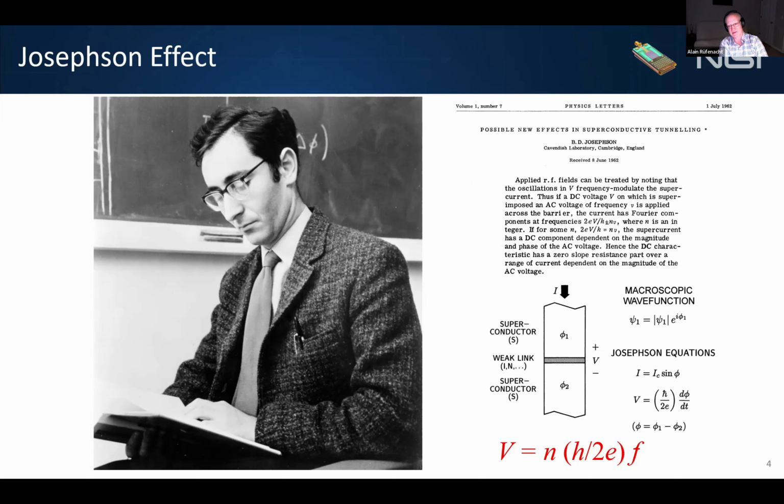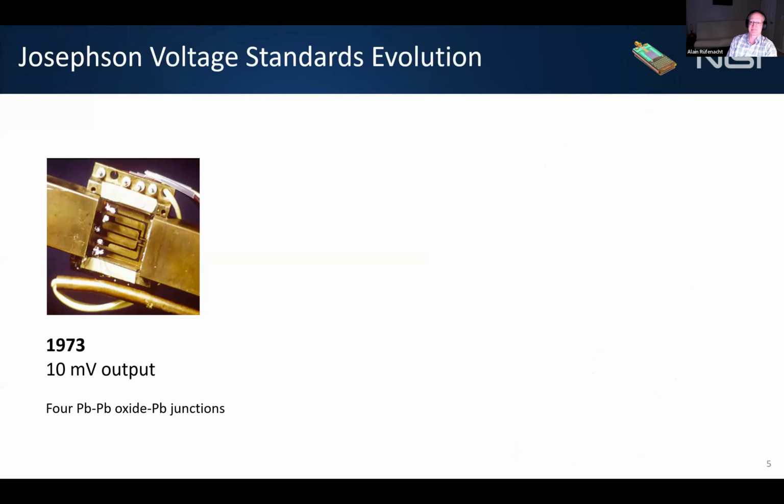The second equation basically links the properties of the supercurrent flowing through the junction to the voltage across the junction. And that's what we use as metrologists: this proportionality between the frequency we apply and the voltage we receive. That is given by a fundamental constant of nature, h over 2e. So with that effect in place, it was a good start to make a standard out of it.